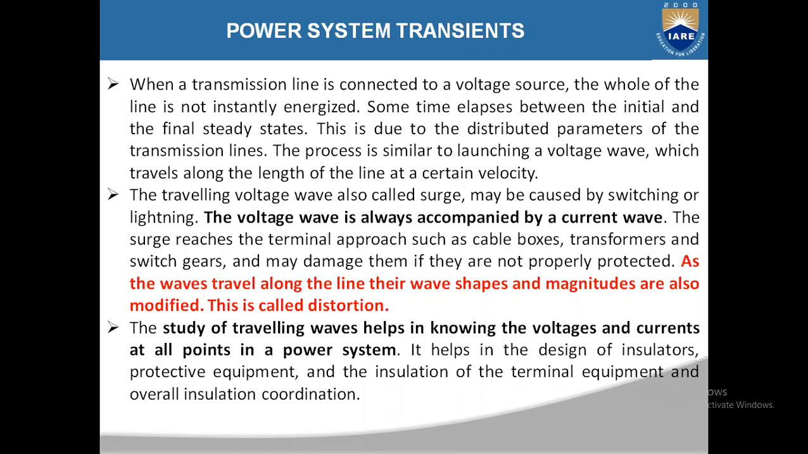Now when the transmission line is connected to a voltage source, the whole line is not energized instantly. The transmission line has resistance, inductance, and capacitance, which are uniformly distributed. When such a line is energized by a voltage source, the whole line is not instantly energized. Some time elapses to charge the inductance and capacitance of the transmission line.